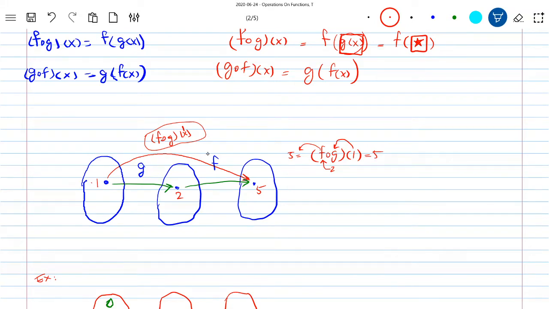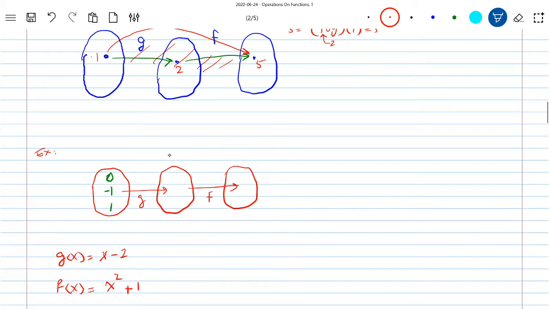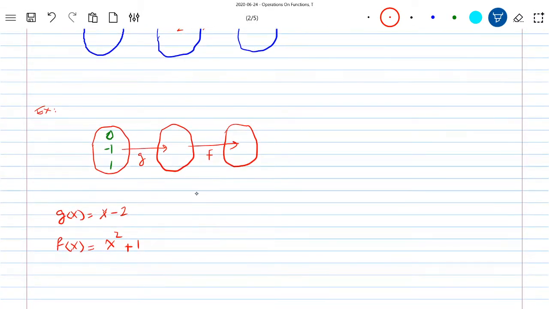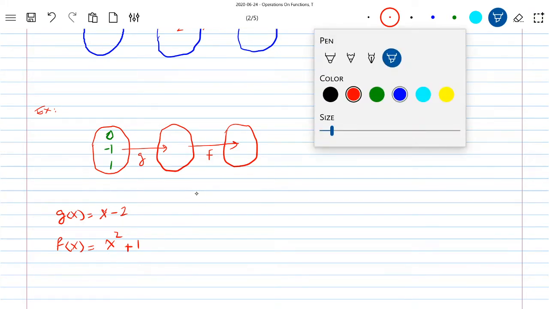So what you do is you're trying to erase this middle step and say, starting from 1, where do I end up? I end up at 5. That's what the composition does for you. You combine two functions and write them as one function that operates both functions at the same time. Here we can go through an example together. For example, given f and g, g of x is x minus 2 and f of x is x squared plus 1. Here, let's go through this.